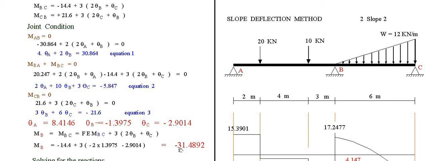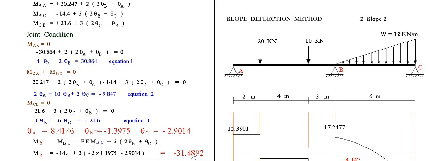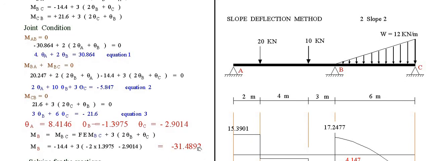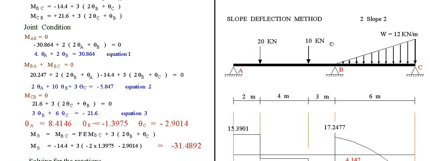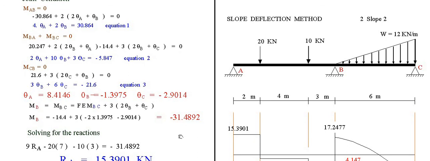The answer for BA is also the same as this 31, only positive for BA. This one for the BA, the same as this but positive. Surely it is equal to 31.4892. Only that moment BA is positive. Okay, we have only one moment here for this ABC. There is only one moment at B, equal to minus 31.4892.